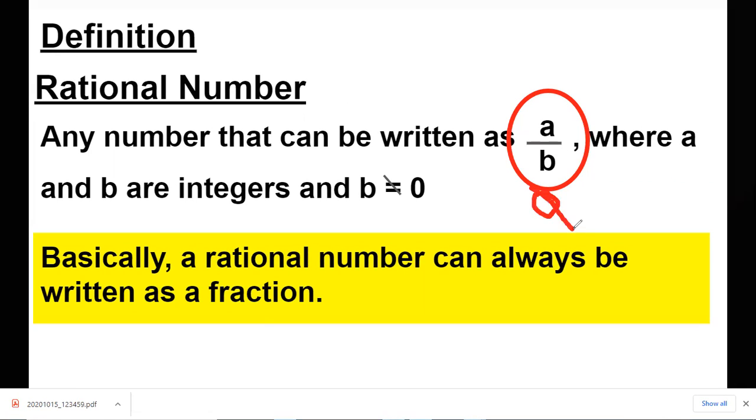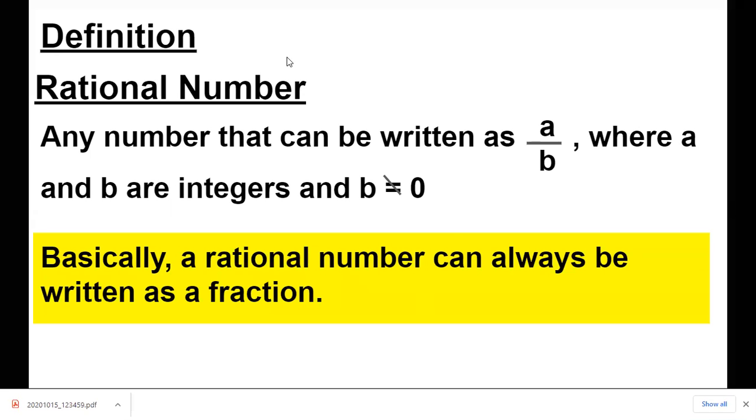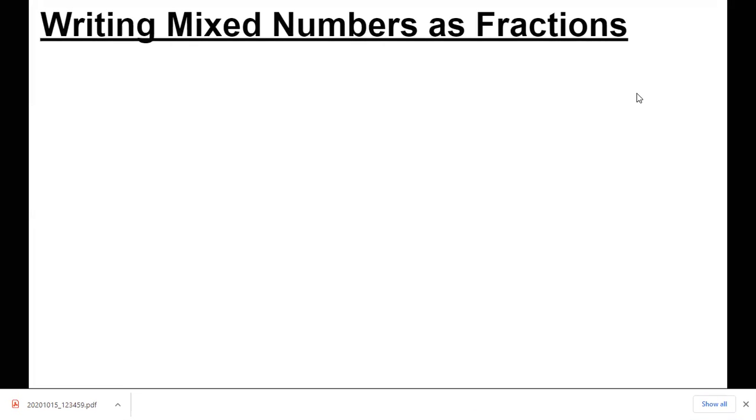0 is a no-no for a number on the bottom of a fraction. It's called undefined, cannot be determined. Okay, so a rational number is basically a number that can be written as a fraction. Let's take a look a little bit more here. So now we're going to be writing mixed numbers as fractions. Why? Because mixed numbers that can be written as fractions then would be called rational numbers.